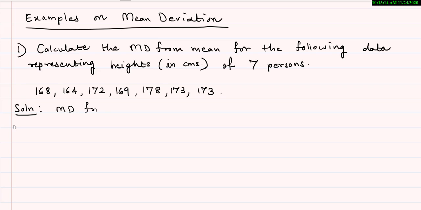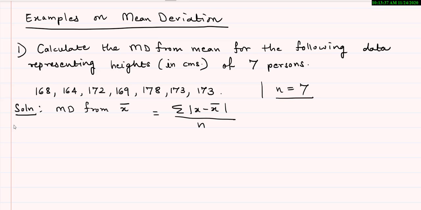mean deviation from mean, which is denoted by x bar. Now you know the formula for mean deviation from mean, and one can observe that this is ungrouped data, so the formula is like this: summation of mod of x minus x bar upon n. Here n is equal to 7, which is given to you.